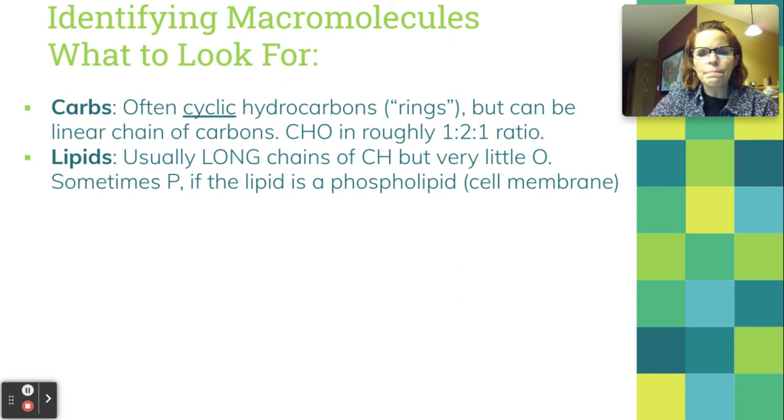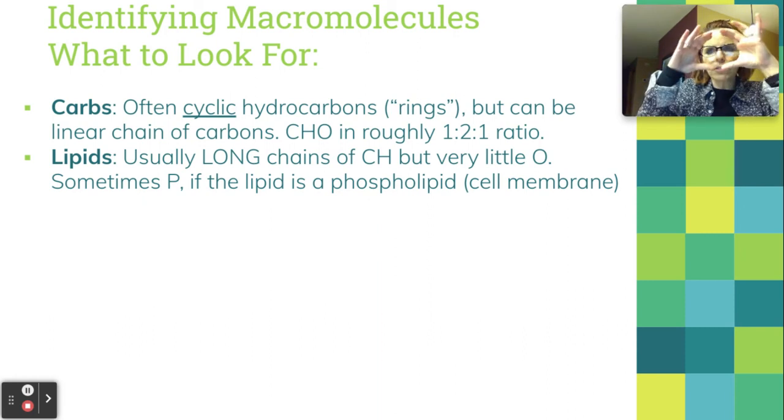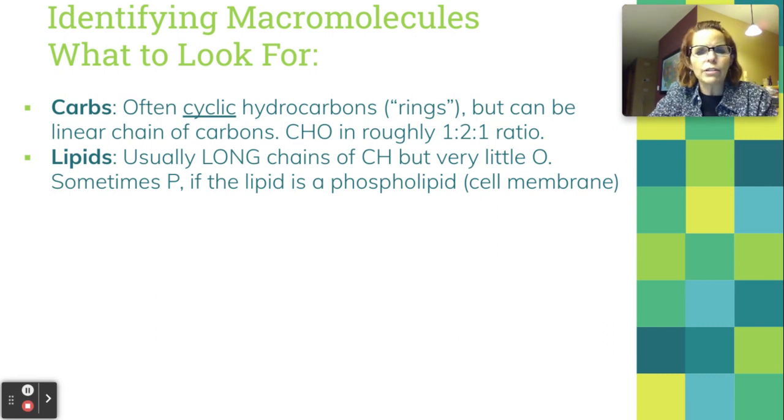All right. Sometimes P if the lipid is a phospholipid. So sometimes you'll see phosphorus. And remember that a phospholipid, we draw it like a circle with 2 tails coming off of it. The circle is the phosphate head that is hydrophilic, and then it has the 2 tails that are hydrophobic, and that's found in cell membranes.